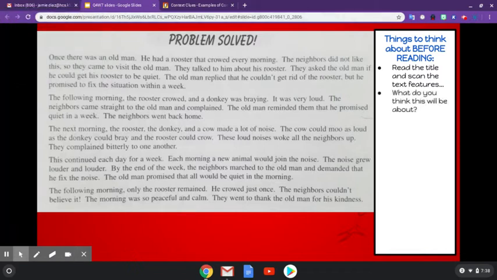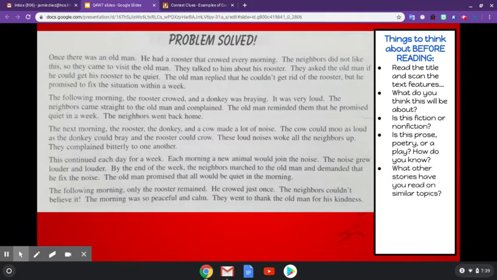What do you think this text will be about when you're thinking of just the title? I want you to think about that. Do you think this is a fiction or a nonfiction text? And is this a prose, poetry, or play? Well, how would you know? What other stories have you read on maybe similar topics? And have you ever had someone complain about something to you?